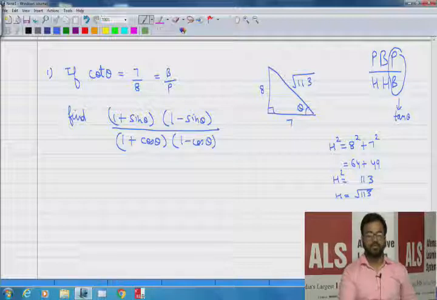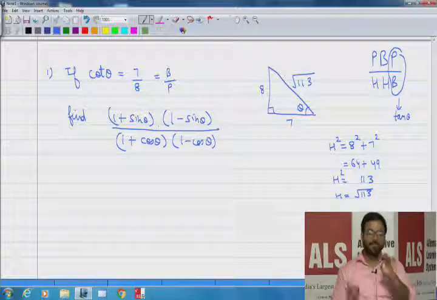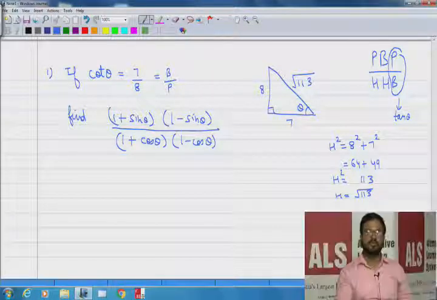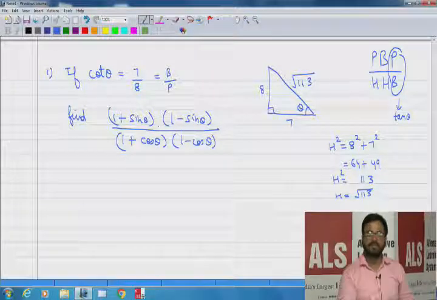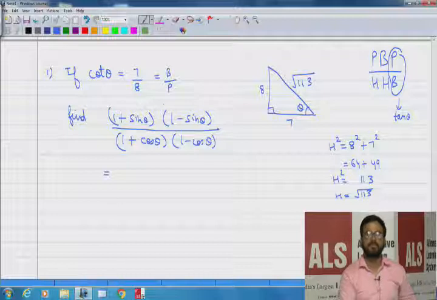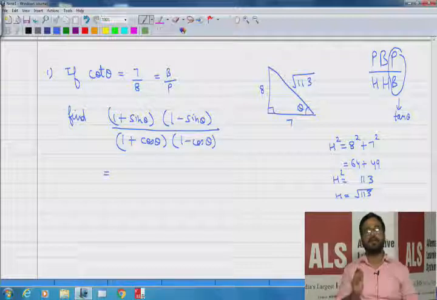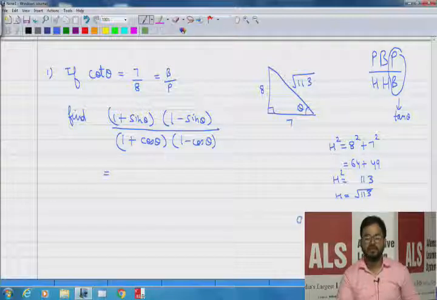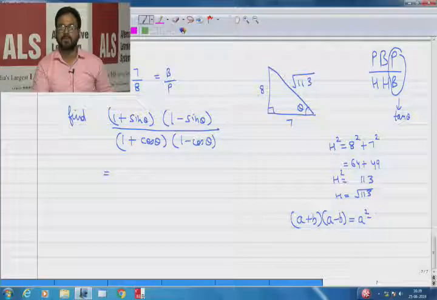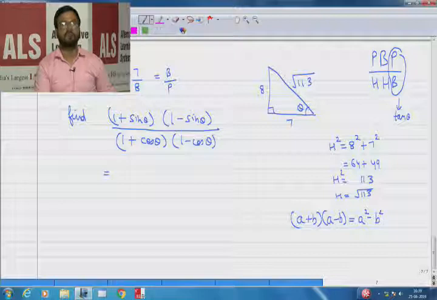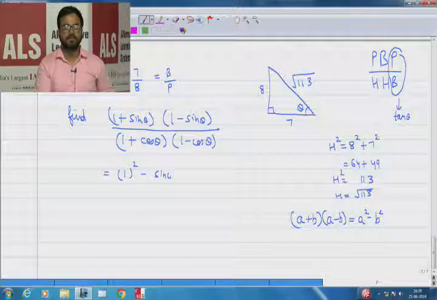Now you have to find this one. So either you can substitute directly the value of sin theta and cos theta, or you can simplify this expression. How can we simplify this expression? This is 1 plus sin theta into 1 minus sin theta. This is nothing but the algebraic identity a plus b into a minus b, and you all know a plus b into a minus b is nothing but a square minus b square. So this can also be written like that, 1 square minus sin square theta. So this can be written as 1 square minus sin theta whole square.